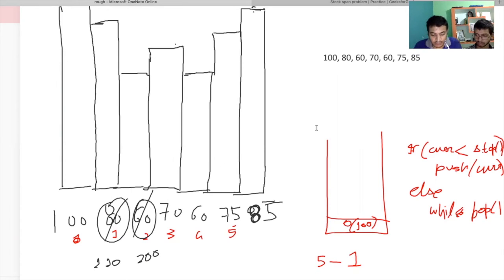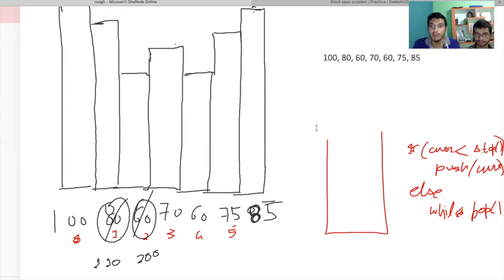Again 200, for example. In this case, we by default push 100 into the stack. Now our next element is 110. 110 is greater than the top of the stack, so we pop 100 out of the stack and we push the current element. And what will be the answer? We have popped 100 out of the stack. Now we calculate the answer, then we push the current element into the stack.